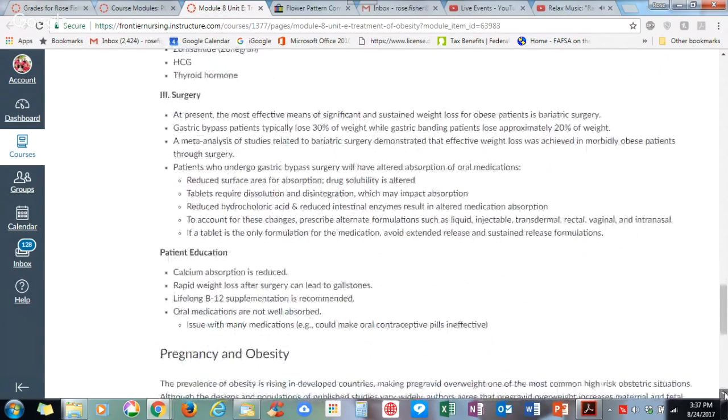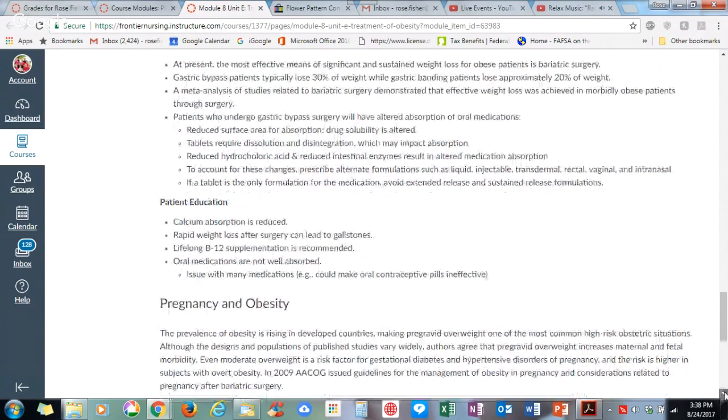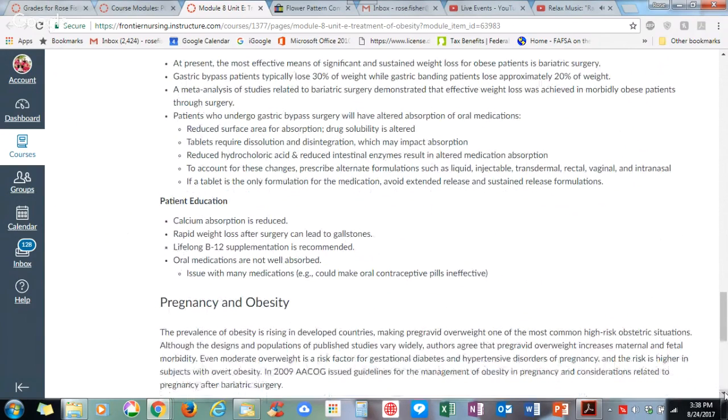Surgery. At present, the most effective means of significant and sustained weight loss for obese patients is bariatric surgery. Gastric bypass patients typically lose 30% of weight, while gastric banding patients lose approximately 20% of weight. A meta-analysis of studies related to bariatric surgery demonstrated that effective weight loss was achieved in morbidly obese patients through surgery. Patients who undergo gastric bypass surgery will have altered absorption of oral medications.